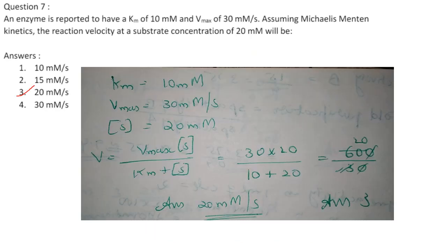An enzyme is reported to have Km of 10 millimolar, Vmax 30 millimoles per second. Assuming Michaelis-Menten kinetics, the reaction velocity at a substrate concentration of 20 millimoles will be. This is a direct substitution question for calculating reaction velocity. Vmax concentration of S by Km plus concentration of S, substitute the values and you will get 20 millimoles per second.